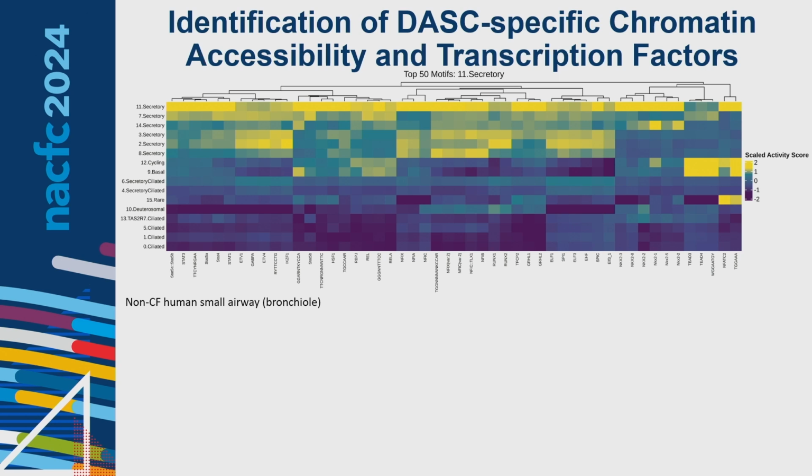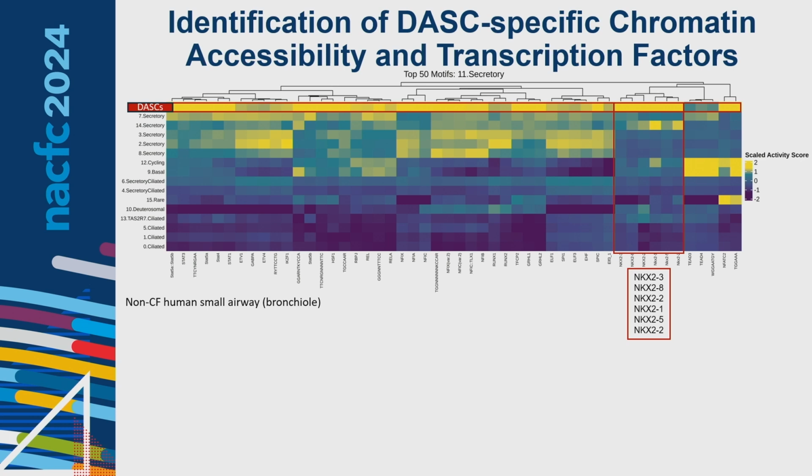So this heat map is the top 50 motifs in our DAS population. And the DAS are identified at the top. And as you can see, most of the genes that are enriched within this population are also common among the secretory cells as a whole, except for this one specific region where it seems more DAS-specific. And these transcription factors include our NKX family.